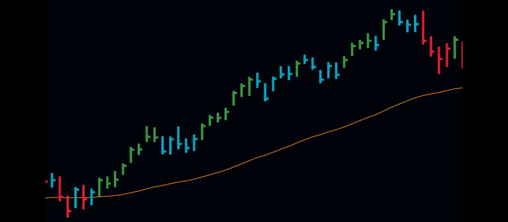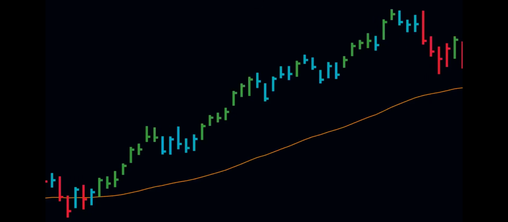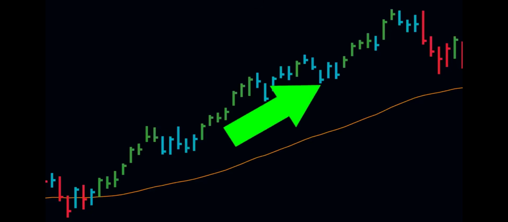According to the general market theory, we know that a low volatility phase is followed by a high volatility move. This means that we can expect the market to make a strong move. Since we are already in an uptrend, we will expect an up move.